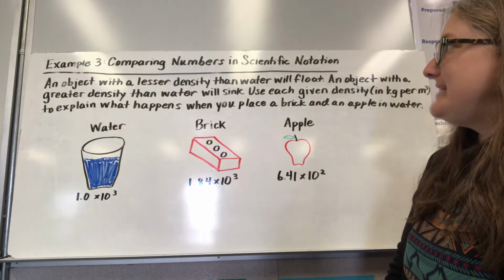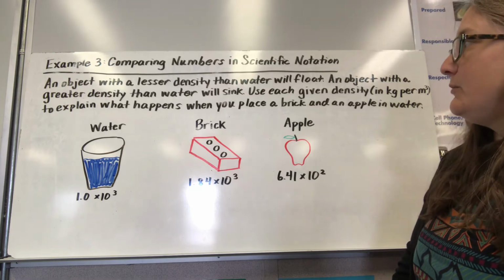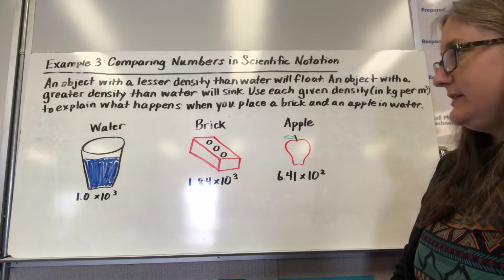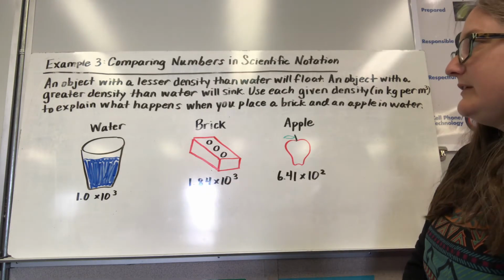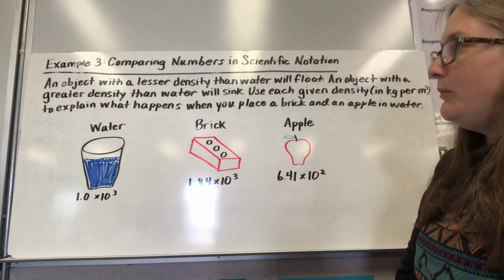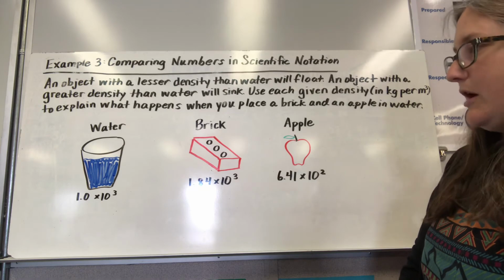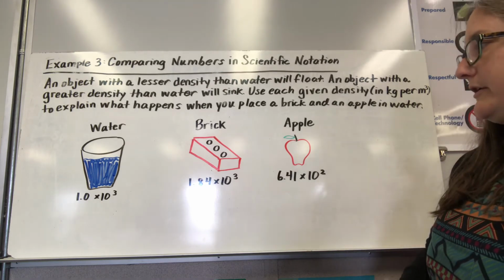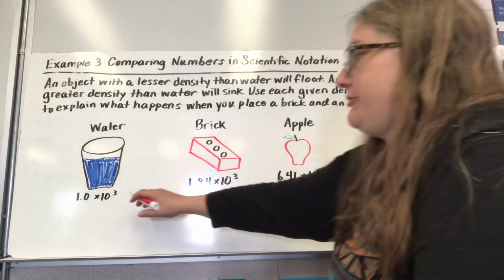Objects that have less density than water float, while objects that have greater density than water will sink. So here we're given some densities of different objects, a brick, an apple, and of course the water, in scientific notation, and we want to know what will happen to them when we place this brick and apple into the bucket of water. So first of all, let's figure out the density of water. So water is 1.0 times 10 to the third power.